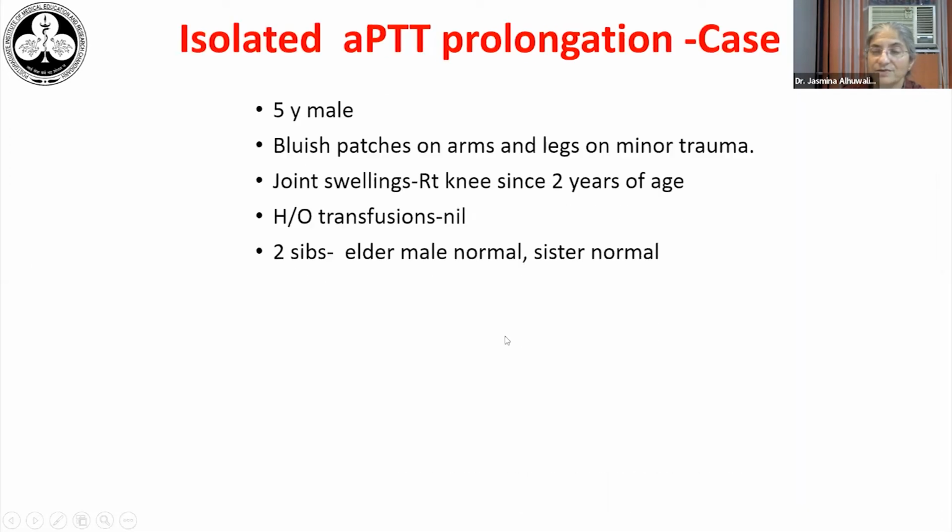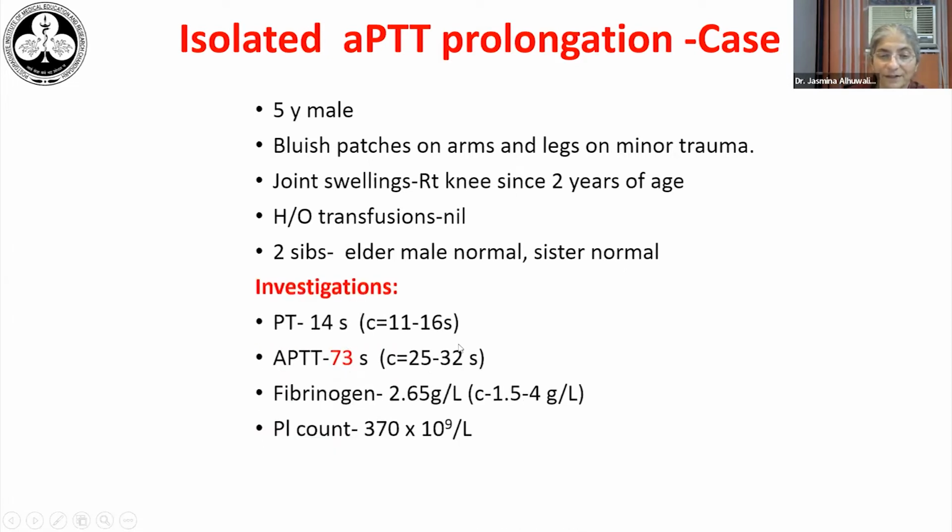In the case of an isolated APTT prolongation, let's look at a patient. There was a 5-year-old male who came with bluish patches on the arms and legs on minor trauma. There was joint swelling of the right knee since 2 years of age. There was no history of any transfusion, and he had 2 siblings who were normal. On the investigations, the APTT was prolonged.